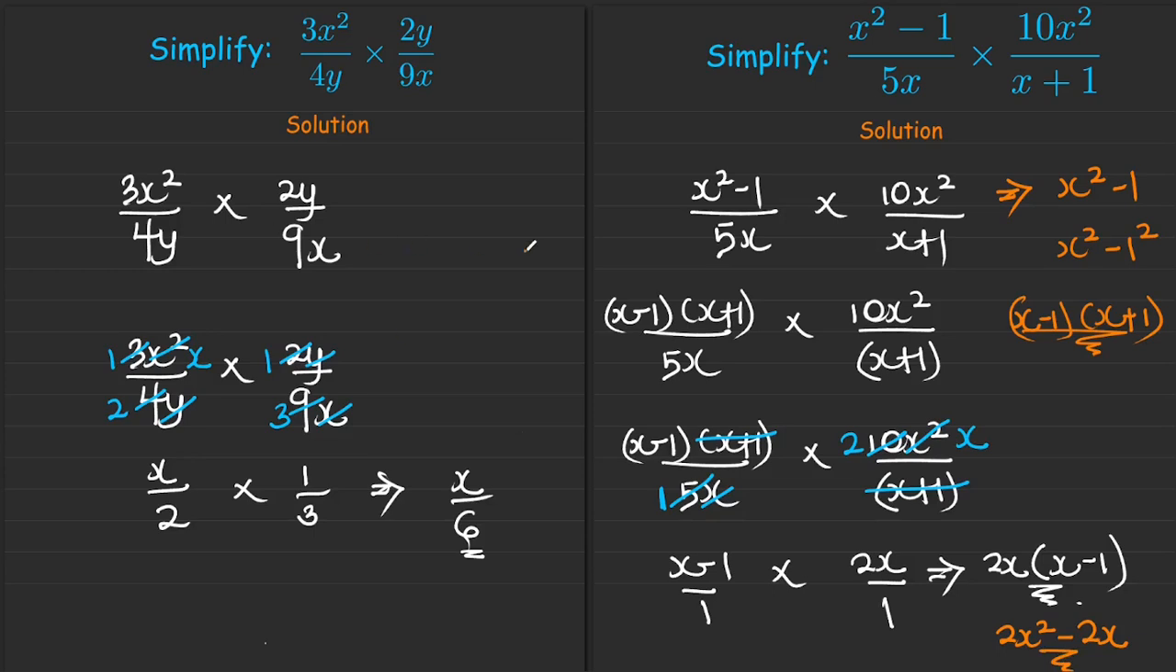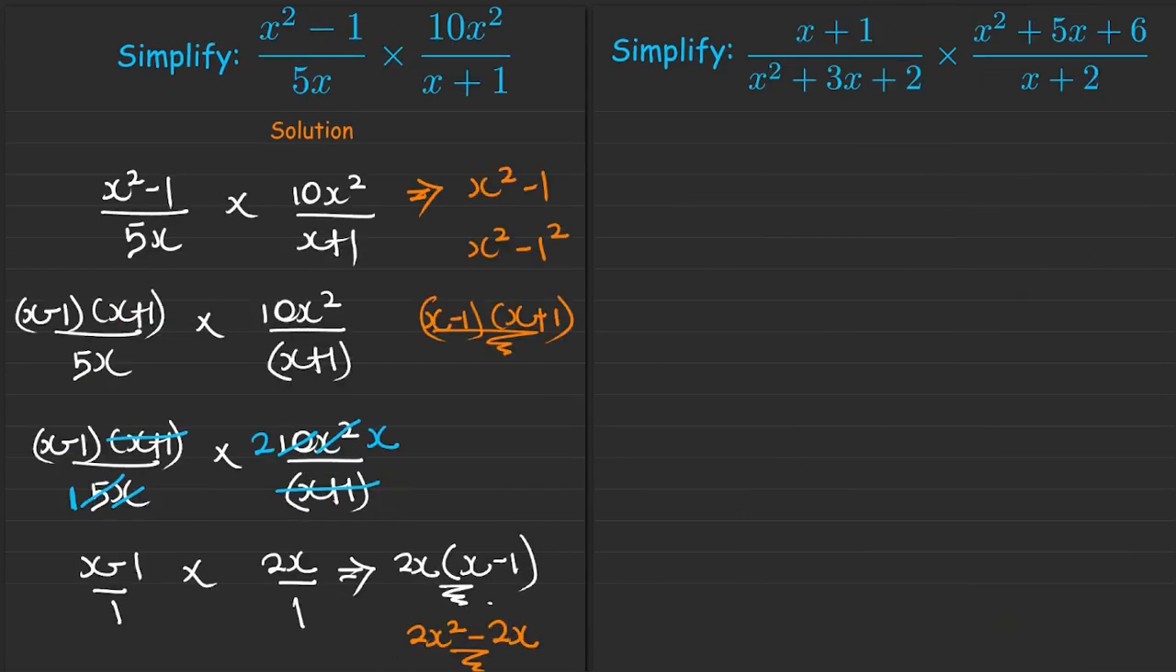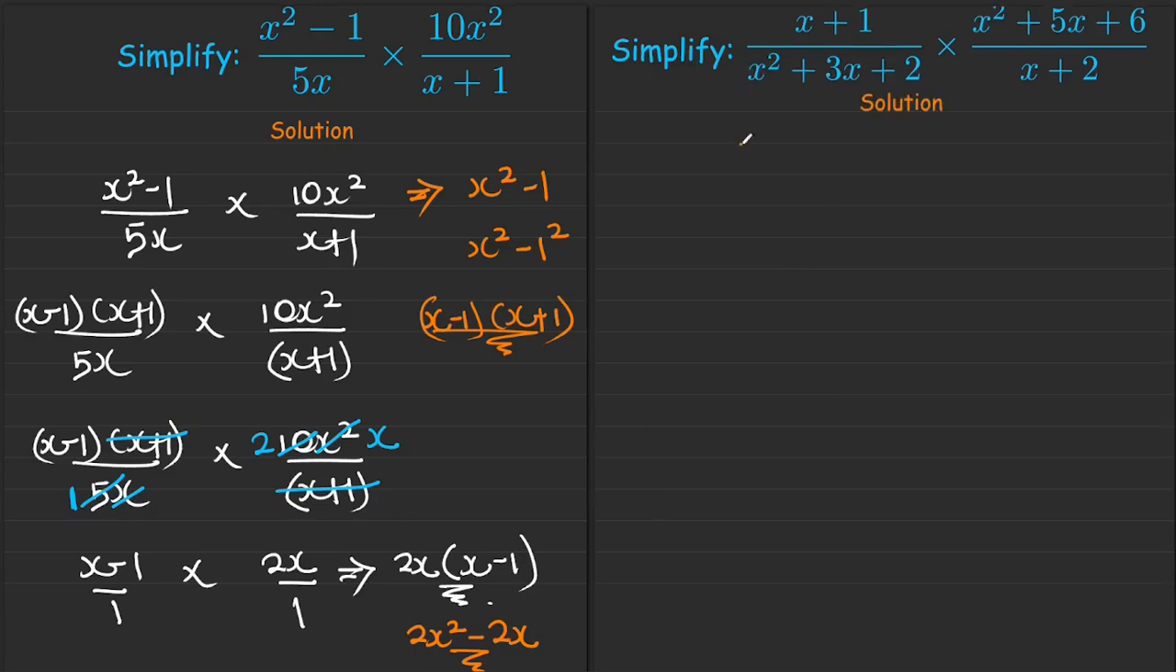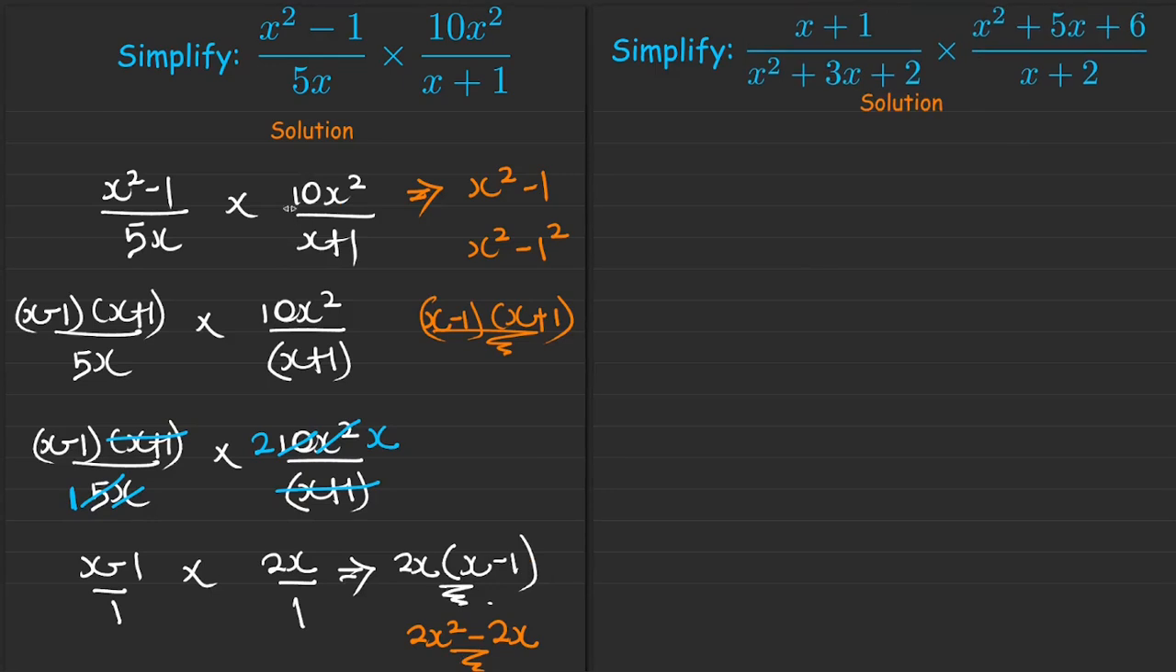Now, there are some cases where either the numerator or the denominator might be quadratic expressions. And with that, you would have to factorize them before you can simplify. Let's take one last example that will have to do with that. So for this example we have here, you are required to simplify this whole thing. You realize that for this first one, the denominator is quadratic, and the numerator here is also quadratic. So how do we go about it?